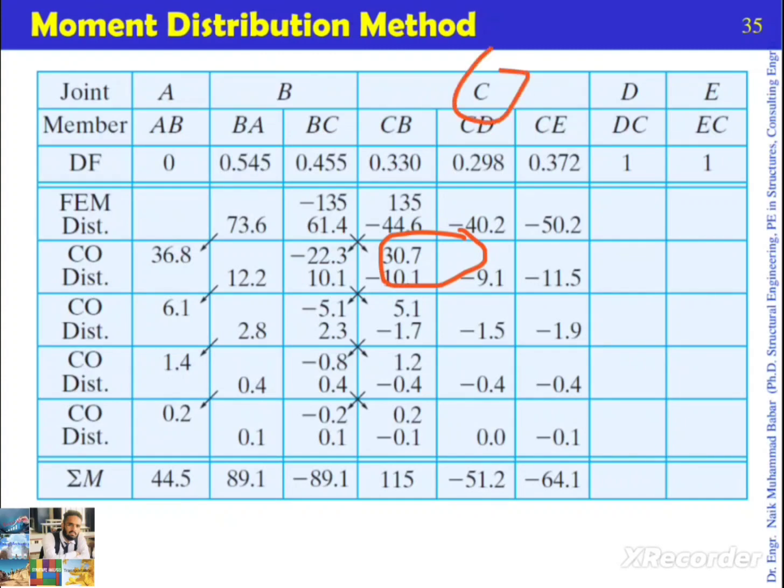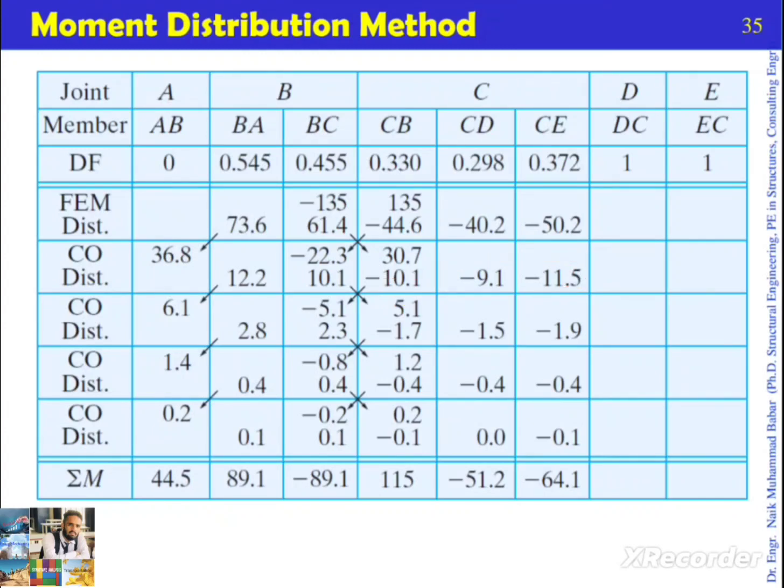Also, the moment present at joint C is 30.7. So take the net of this, which is also 30.7, and take the opposite value, which is minus 30.7, and multiply this net with each distribution factor. We will get the distribution moments for CB, CD and CE, which is this. So now we will carry over these distributed moments.